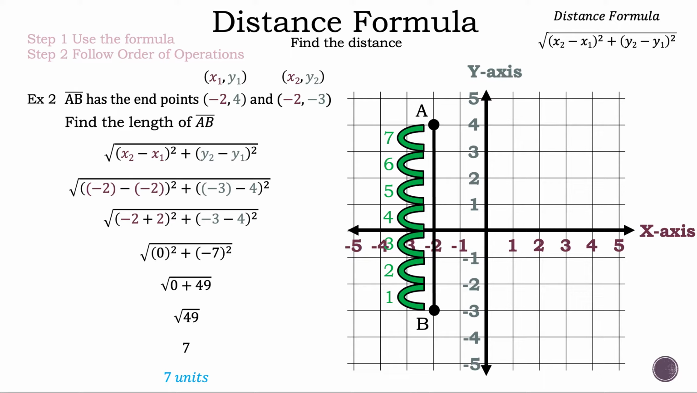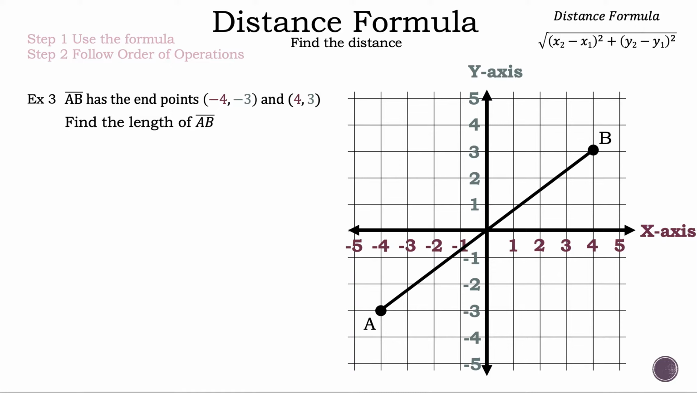Now, luckily for us, this line was vertical and the previous one was horizontal. So if you have those two types of lines, you can just go ahead and use the graph and count instead of using the distance formula. Or if you want to use the distance formula, you still can, just to verify. Now, let's take a look at example 3.